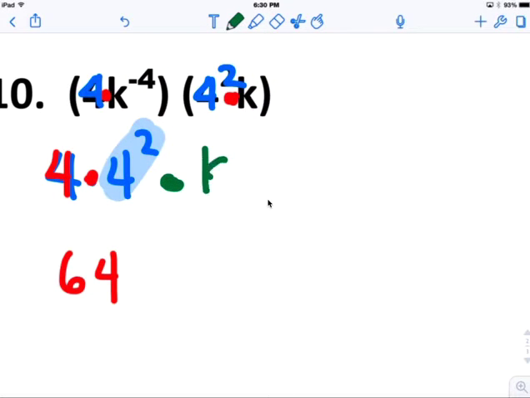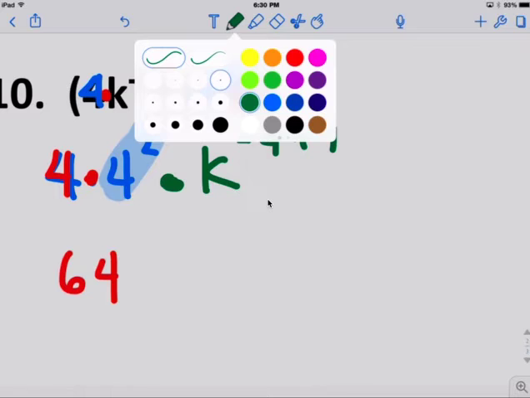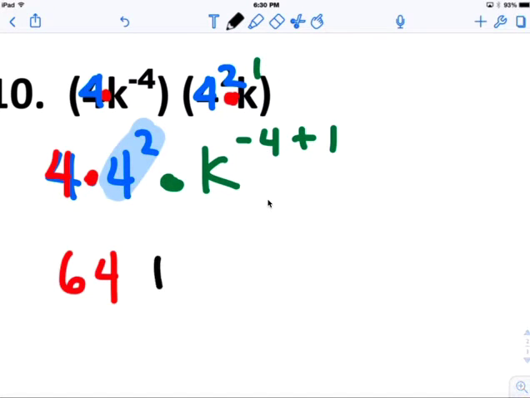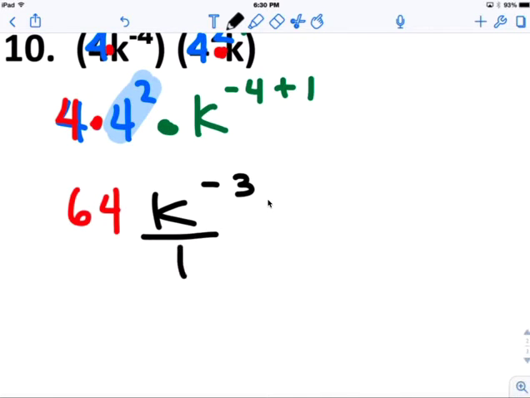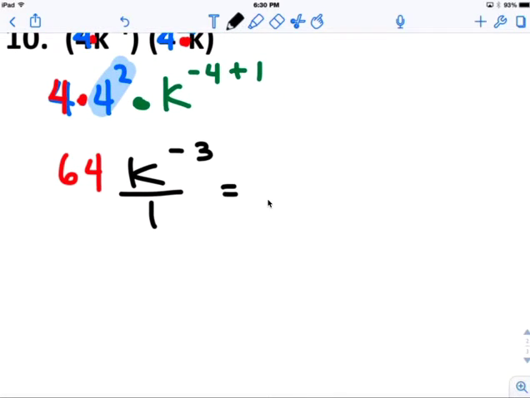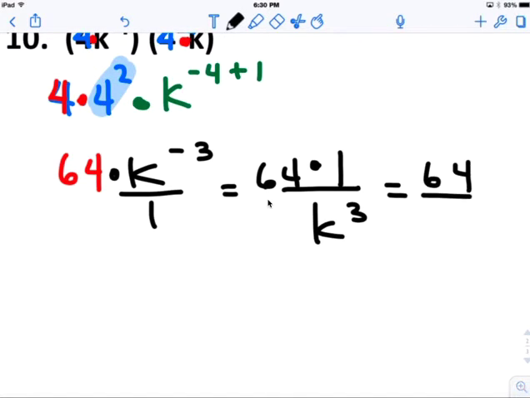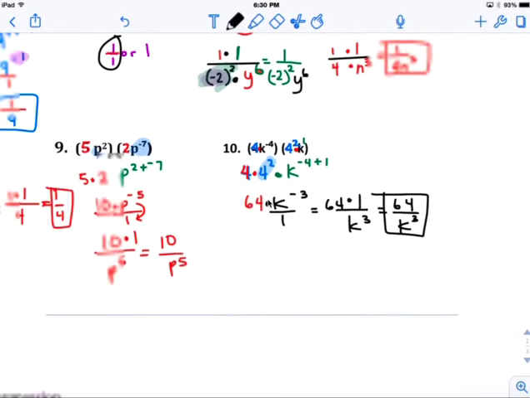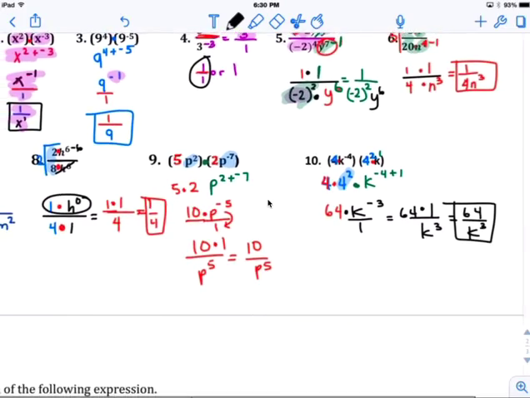Times k to the negative 4, and this is a 1 plus the 1. You can't multiply k, so you have to add the exponent. So k to the negative 3. This gets a 1. So your answer is 64 times 1 over k to the 3rd. So you get 64 over k to the 3rd. Okay?